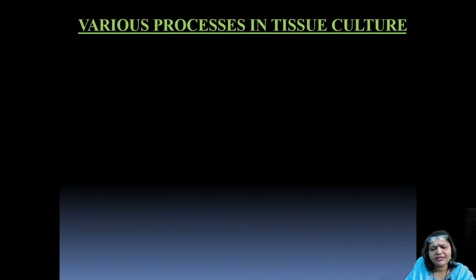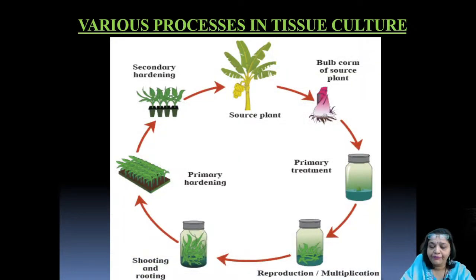Now let us just have a look at various processes in tissue culture. If you see, a source plant is taken, any part of the plant, the growing tips of the plant can also be taken as a source, and in this process, the explant is taken from the bulb corm of the banana plant here shown. Now, these explants are transferred into agar growth medium for primary treatment, that is formation of callus. You can see very well that the callus is grown in the agar medium inside this bottle.